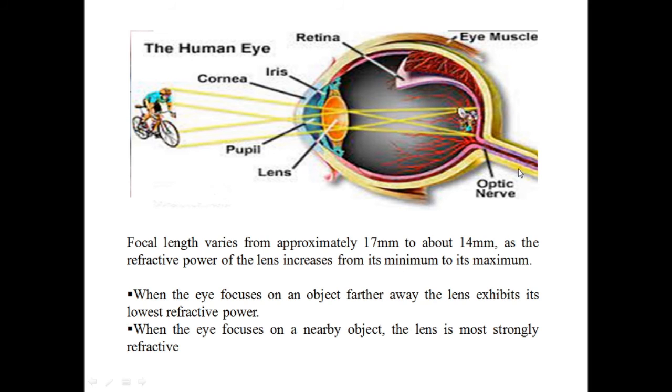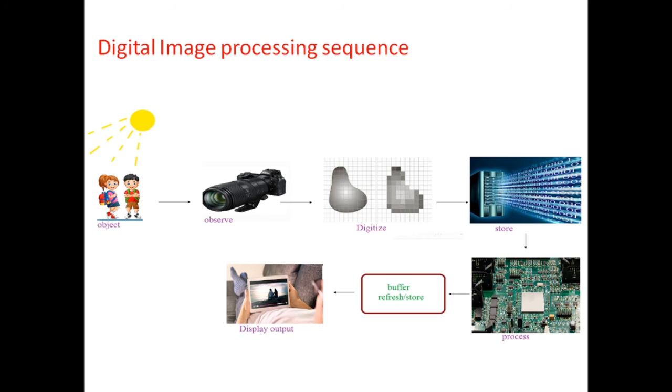So this is my optic nerve, which is connected to the brain. You can see here, this is my retina, at the backside of the eye. This blue color, I didn't get straight here, I got it inverted. So this is about the human eye. Okay.